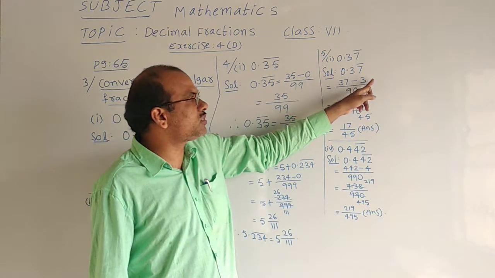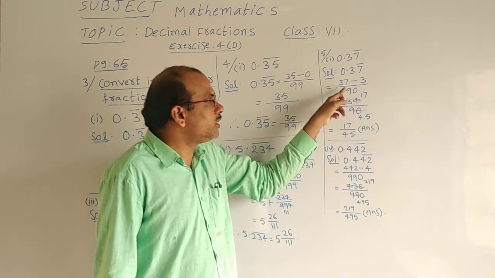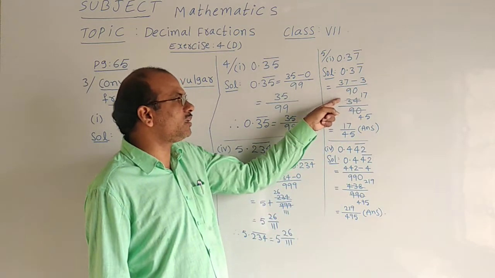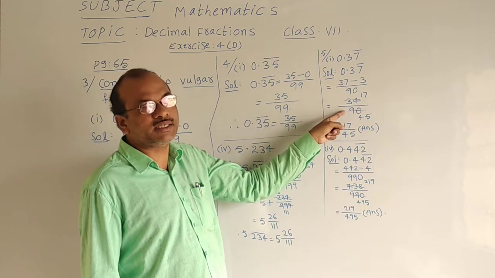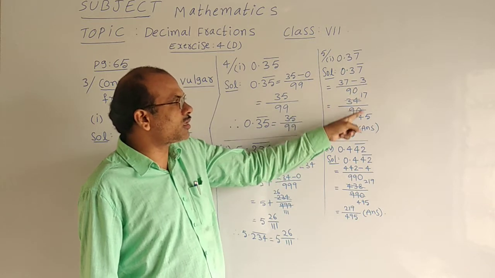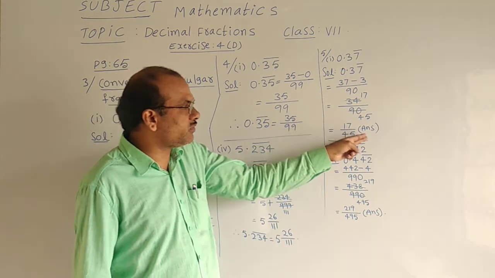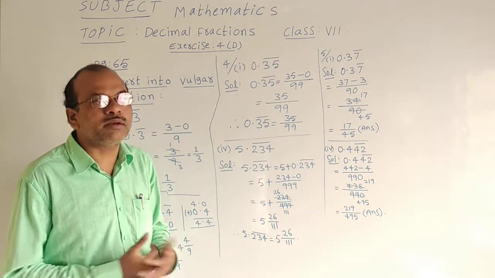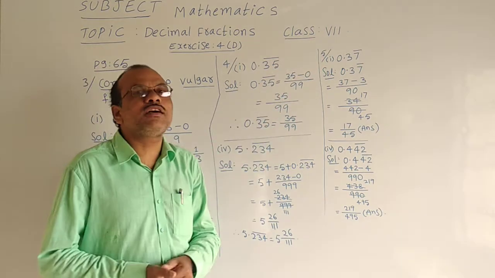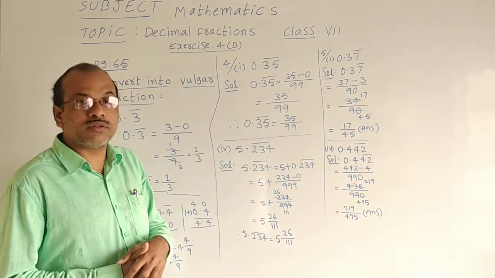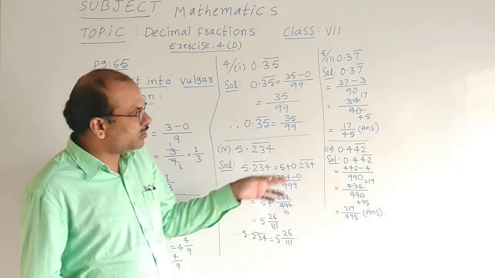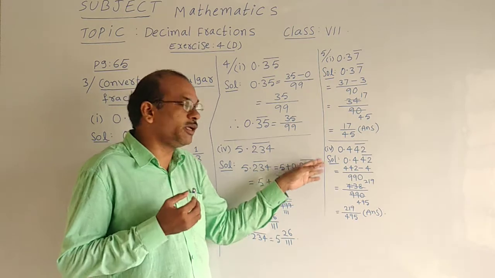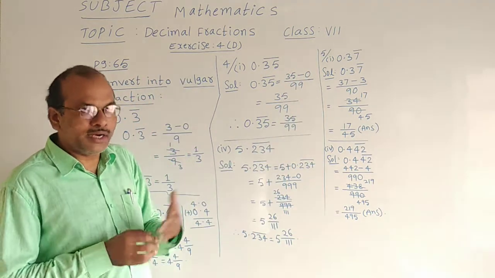Then 37 minus 3 is 34, by that 90. Now with the 2 table we can cancel them. 2 17s are 34, 2 45s are 90. 2 table used. Now there is no more common table. 17 by 45 remains as the answer. That is the vulgar fraction, or ordinary fraction, for the given repeating decimal 0.37 bar. By doing the fourth bit in question 5, you will get more idea about it. Let us see that part.